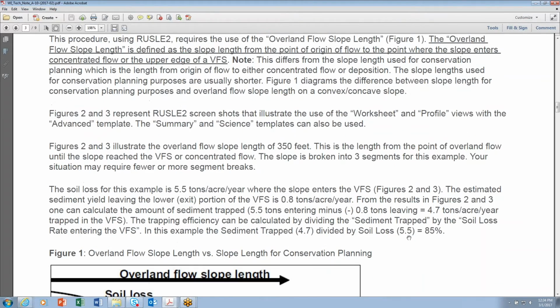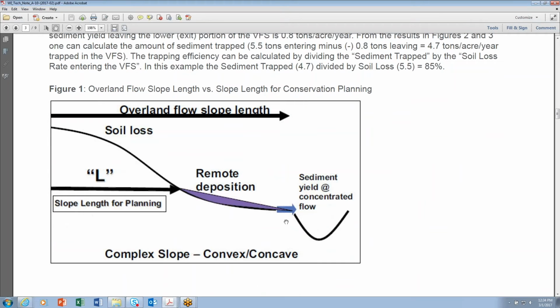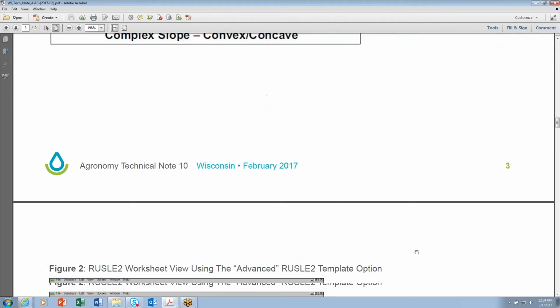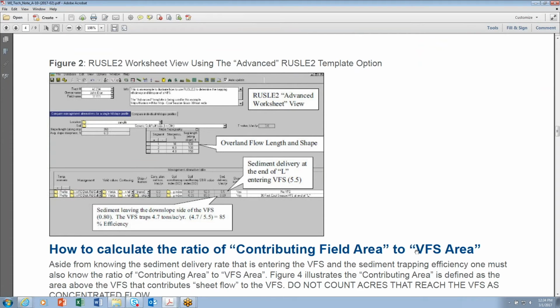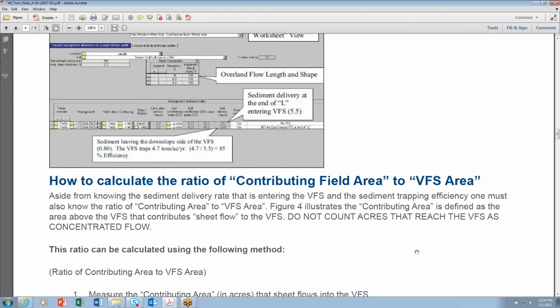But here's what they're trying to tell you: we want to protect the uplands. The entire upland length is going to deposit into the filter strip, and we want to make sure we're not going beyond what its capabilities are. So this will talk to you a lot about the RUSLE2 runs and which worksheet, what it's telling you, and where you get the information that you need.